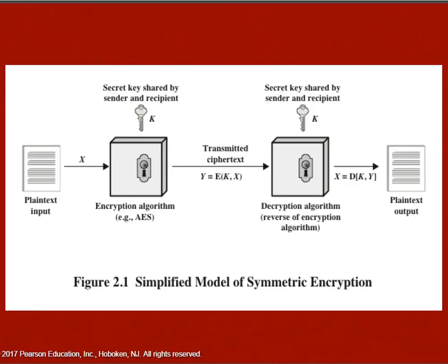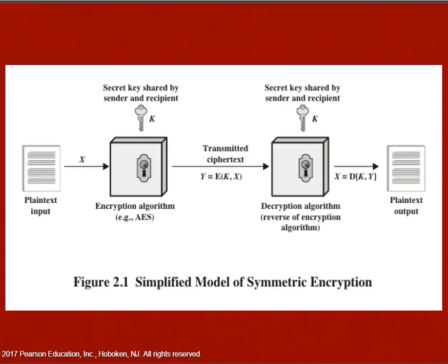All right, a symmetric encryption scheme, in fact, has five ingredients. If you look at figure 2.1, the first one is the plaintext input. This is the original message or data that is fed into the algorithm as input. Let's say here we have, for example, AES. The encryption algorithm performs various substitutions and transformations on the plaintext itself. It uses the secret key, right? The secret key is another input to the algorithm.